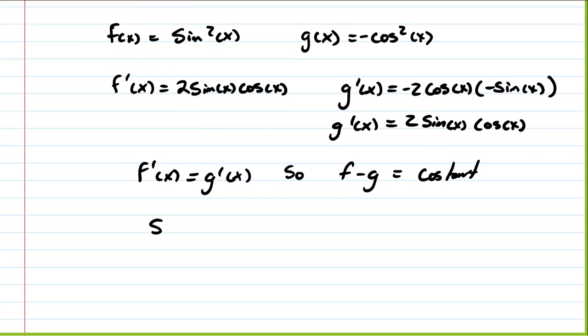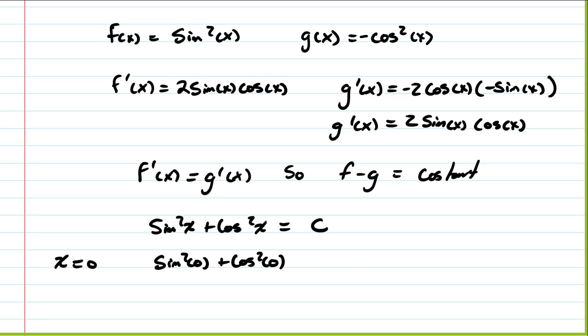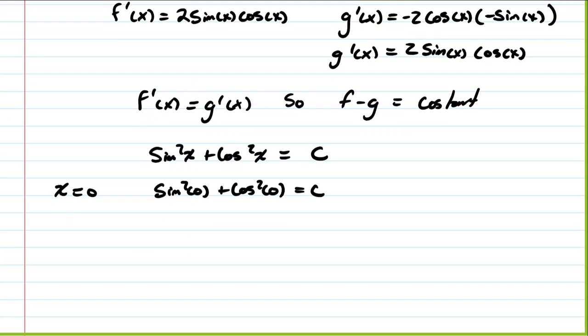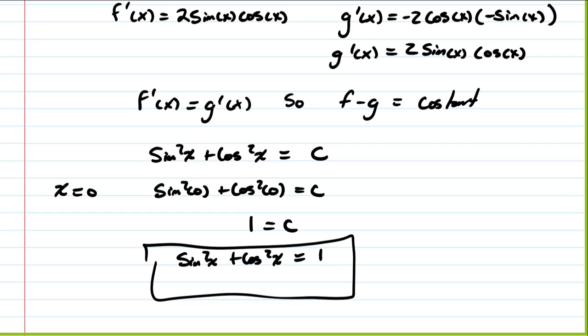So then that would tell us that sine squared x minus a negative cosine squared x, so plus cosine squared x, equals c. And if we let x equal 0, we have sine squared of 0 plus cosine squared of 0 equals c. Sine of 0 is 0, cosine of 0 is 1, 1 squared is 1, equals c. Therefore, sine squared x plus cosine squared x is equal to 1. Oh, that's our good friend, the first Pythagorean identity. Right?